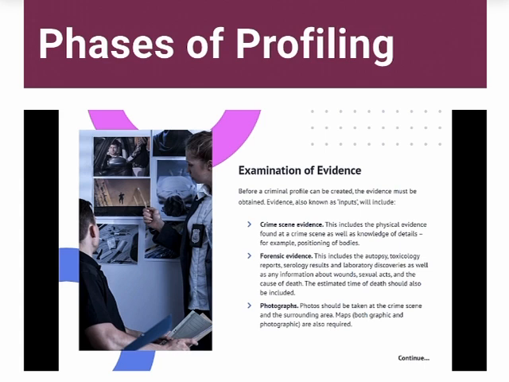Photographs. Photos should be taken at the crime scene and the surrounding area. Maps, both graphic and photographic, are also required.